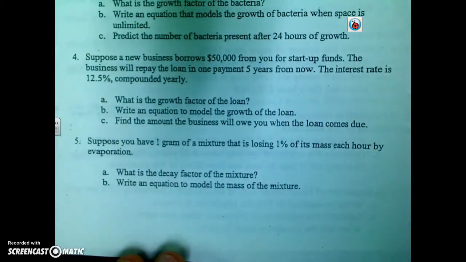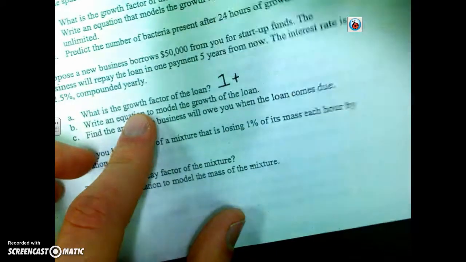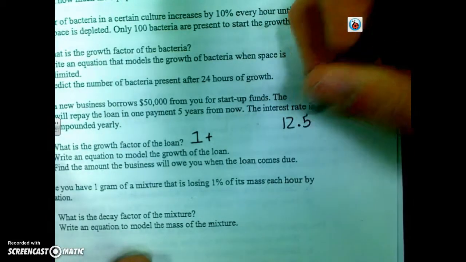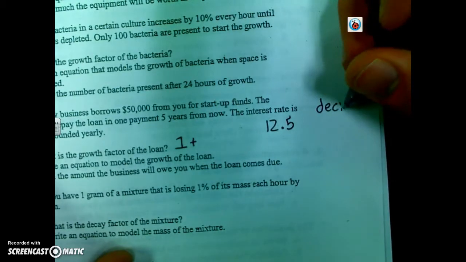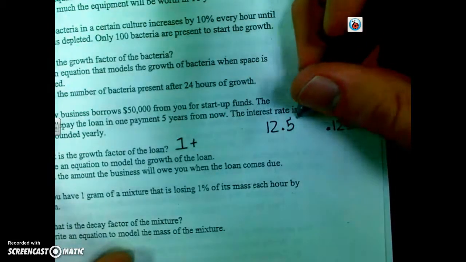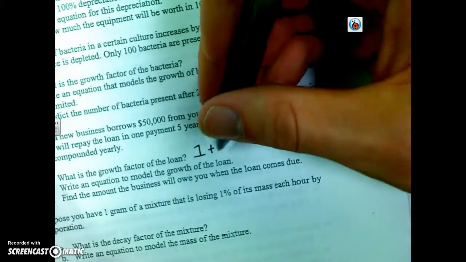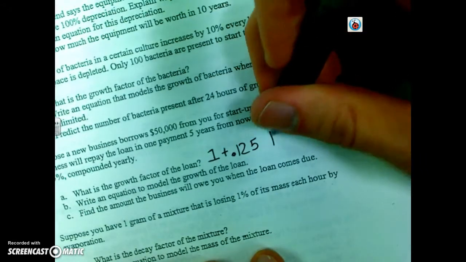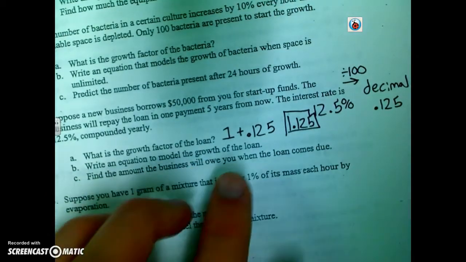Now the way we're going to find it is thinking about it in terms of what we have. So we know we're growth. We're going to do the decimal. Our percent here is 12.5, which is 0.125. So we take 1 plus 0.125, and the growth factor is 1.125. Alright, good.